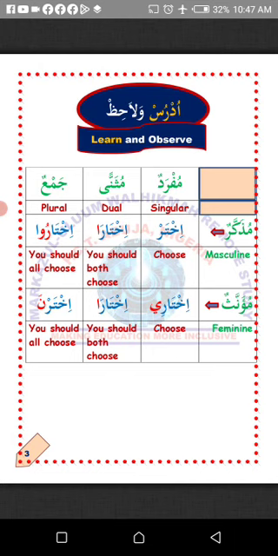So if there are more than two, you replace ya'un in ikhtari with nunun carrying fataha, then you give sukun to the letter before it. Now that the ra'un is taking sukun, we cancel the alif so as to avoid the meeting of two sukun at the same time. So the verb ikhtari will now become ikhtarna, which means you should all choose, talking to a group of female persons. La'alaka fahimt? I hope you understand.